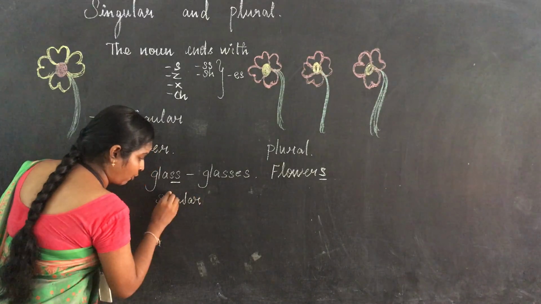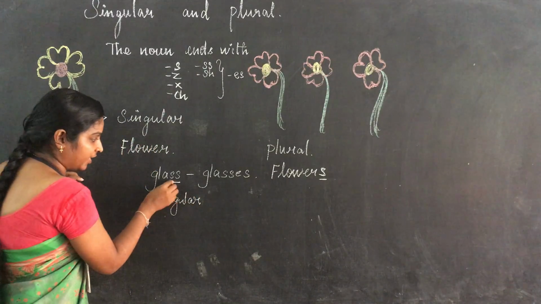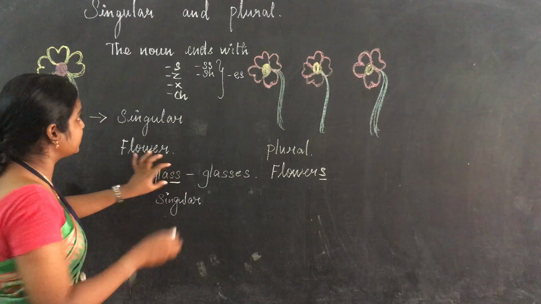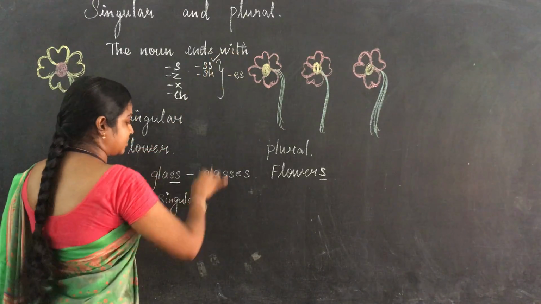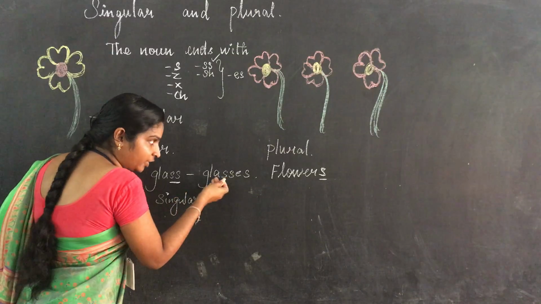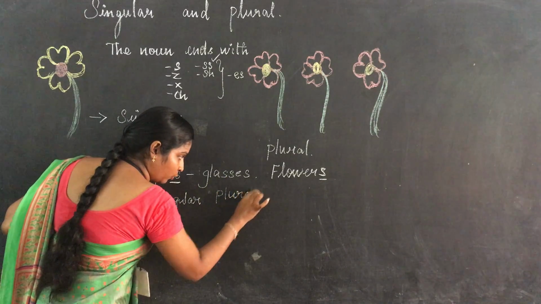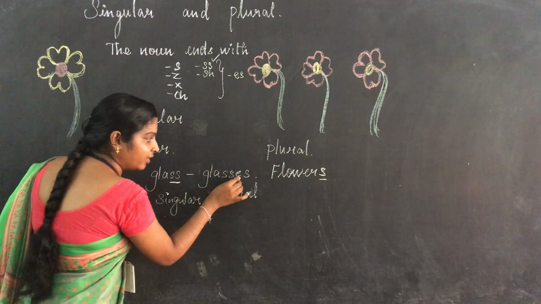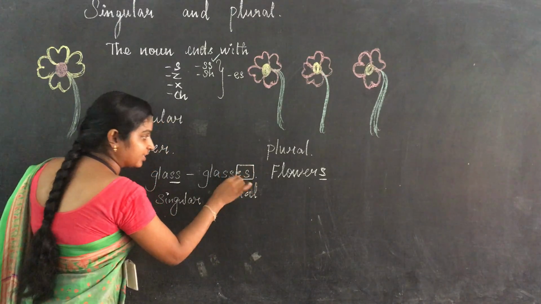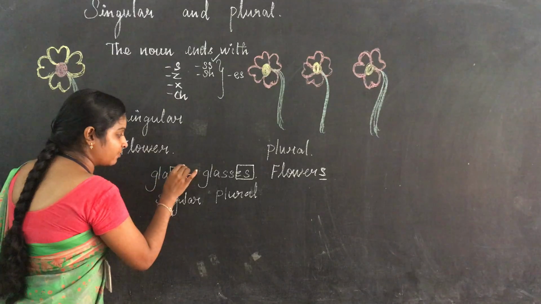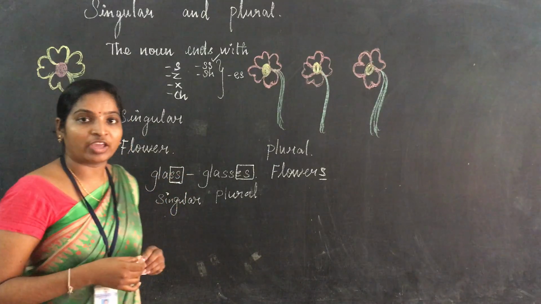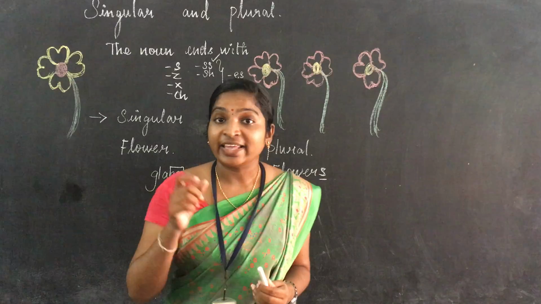This is in singular form, ss. The words end with ss. While converting into plural form, what do we have to add? We have to add es. Okay, for ss we have to add es.